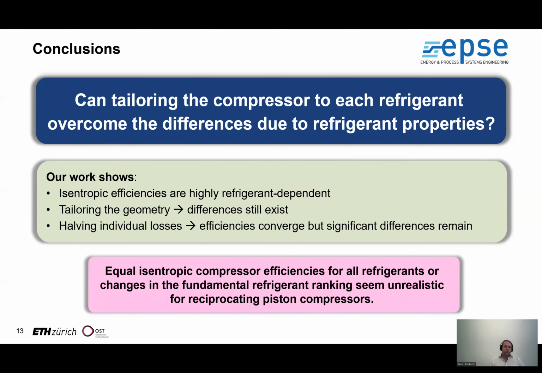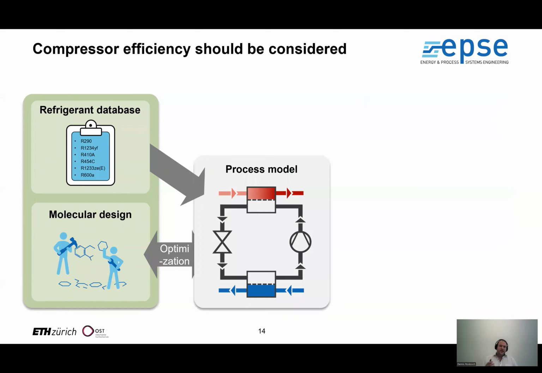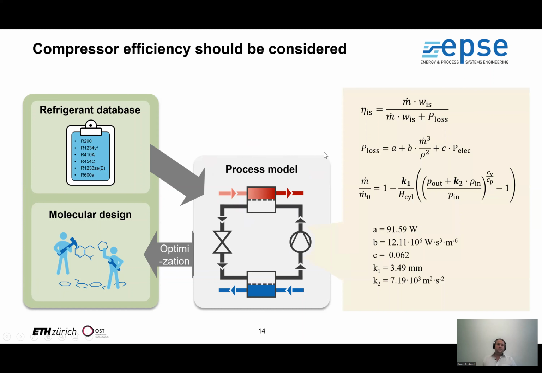So we conclude equal isentropic compressor efficiencies for all refrigerants or changes in the fundamental ranking seem unrealistic for reciprocating piston compressors. And a second conclusion is the compressor efficiency should be considered in refrigerant selection. And now there is a simple algebraic model that can be used, at least for a first estimation, with very low computational effort.